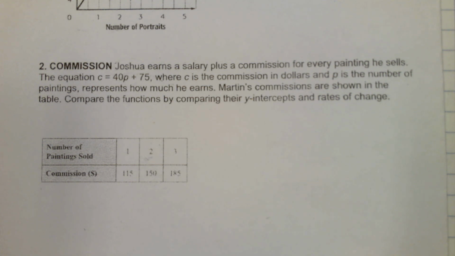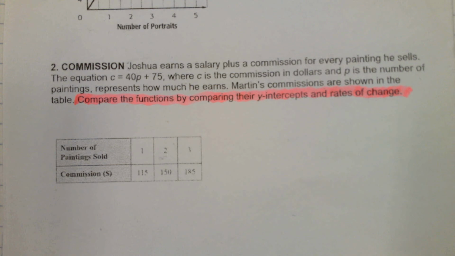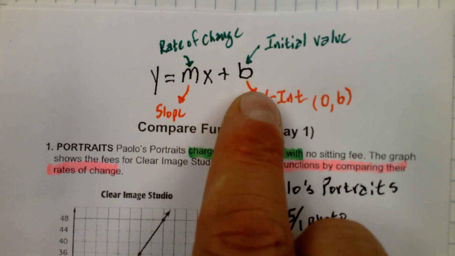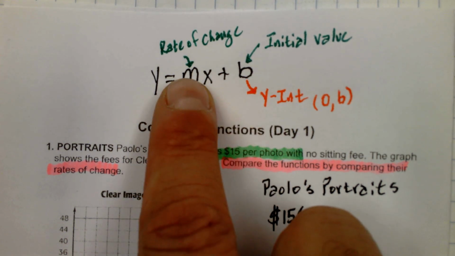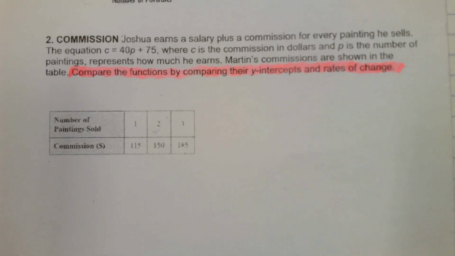Okay, compare the functions by comparing the y-intercept and the rate of change. So let's do that first. This is what we're asked to do. You should always understand what they're asking you to do. So they're asking us to find the y-intercept, the b-value, and the rate of change, and what do they mean?